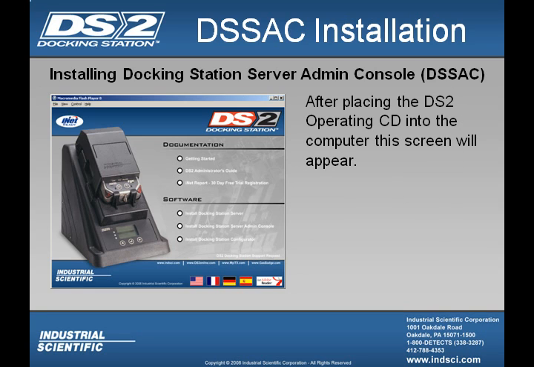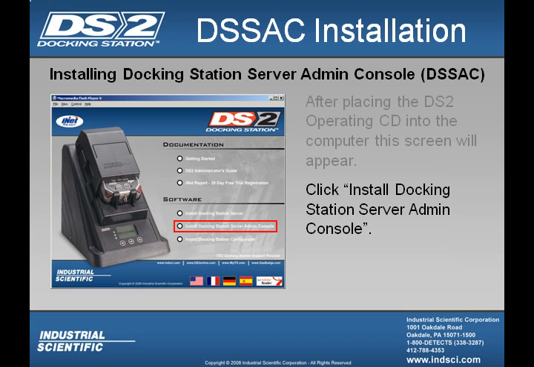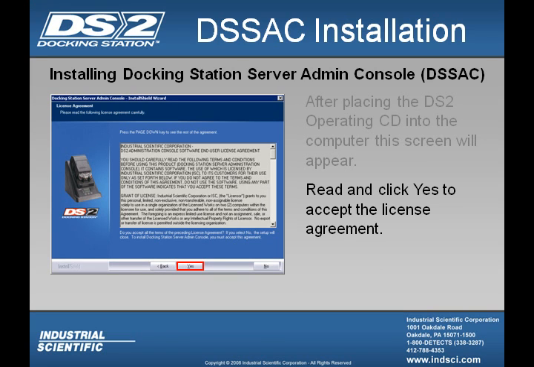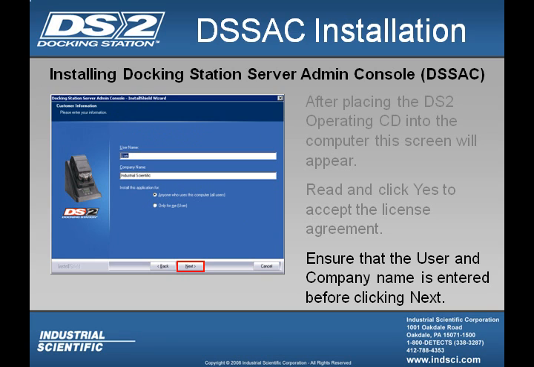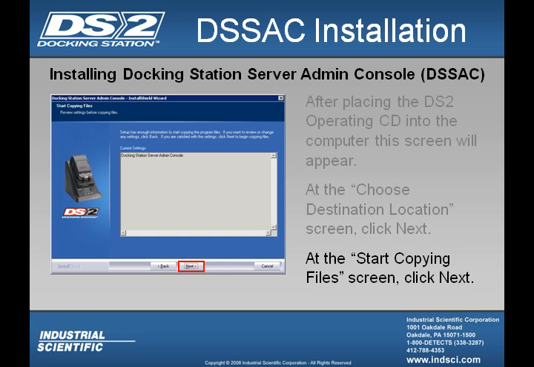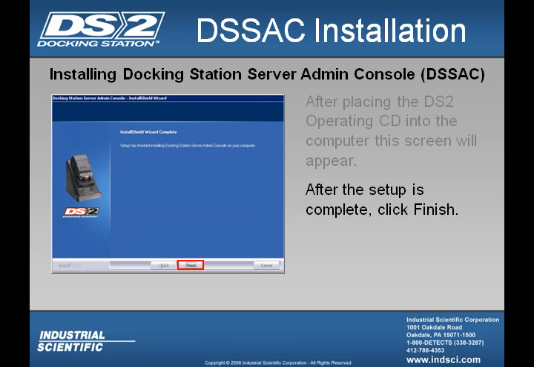After placing the DS2 operating CD into the computer, this screen will appear. Click Install Docking Station Server Admin Console. At the Welcome screen, we then will click Next. Read and click Yes to accept the license agreement. And now we have to ensure that the user and company name is entered before clicking Next. At the Choose Destination Location screen, we need to click Next. And at the Start Copying File screen, click Next. After the setup is complete, click Finish.